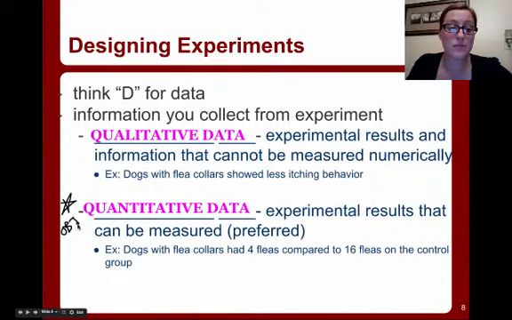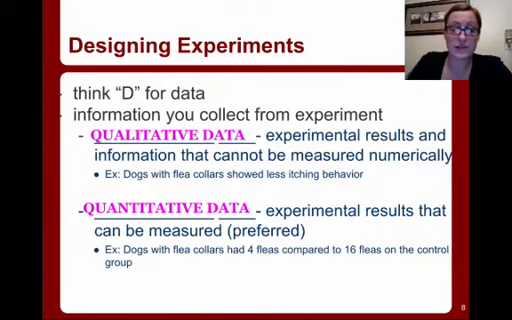Again, it is very objective. It's based on numerical results. For example, at the end of this experiment, maybe we count how many fleas are on each dog. Well, when you count something, you should be able to get the same count as another person. There's no opinion as to how many fleas were here. You have physically counted, and so you can compare that. So we're going to always try and focus on using quantitative data.